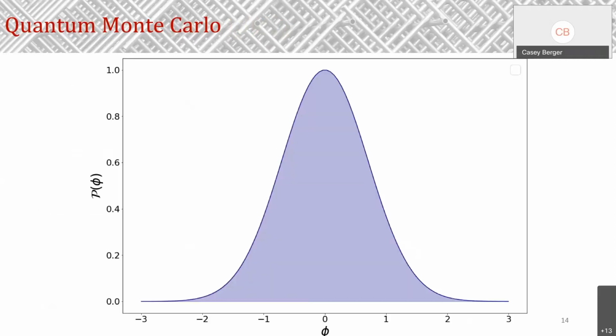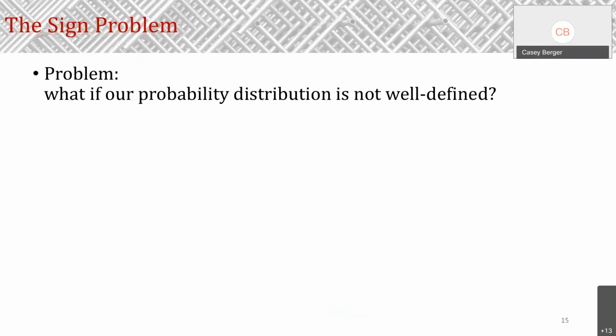So this is what the probability distribution that we would be sampling over actually looks like. It's a very nice, well-behaved distribution. It's all positive. It's very easy to sample using Markov chain Monte Carlo methods. We would love if all of our probability distributions looked like this. Unfortunately, this is not always the case.